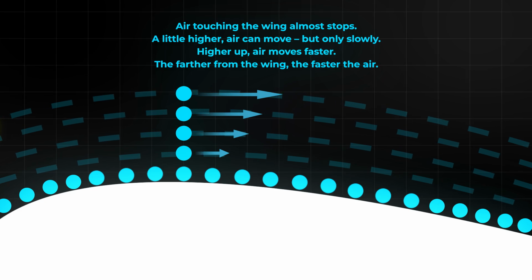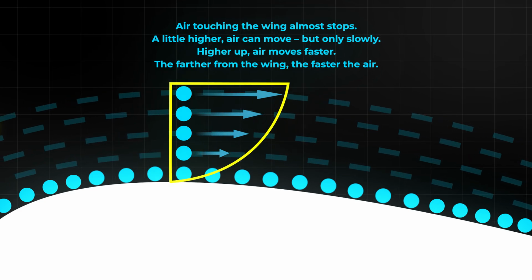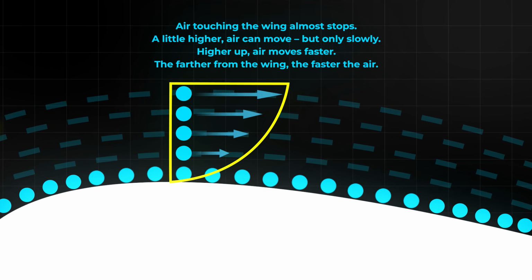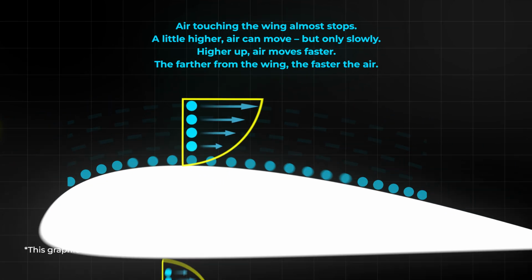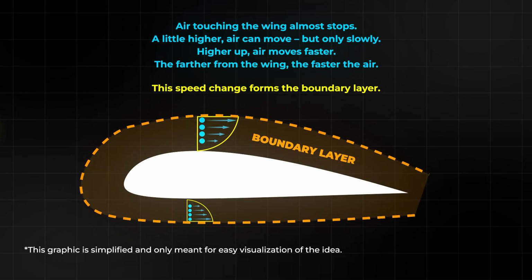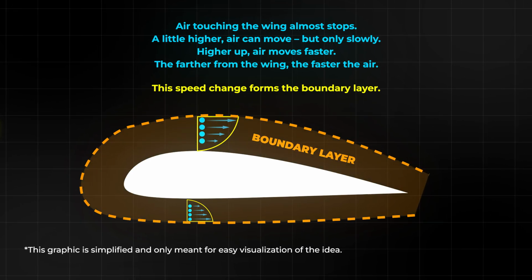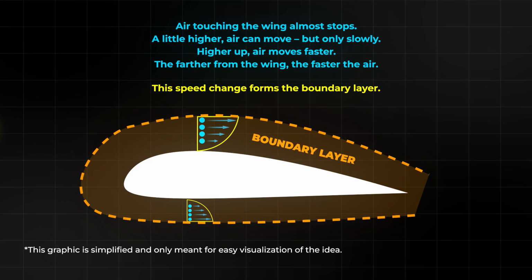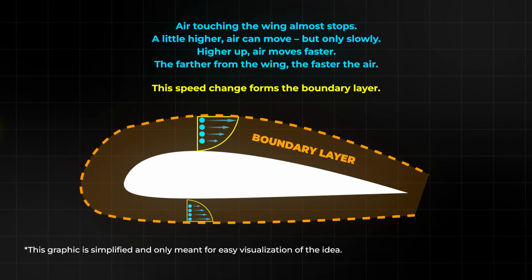So if you look from the wing outward, the airspeed is like a ramp. Zero at the surface, slow just above it, faster and faster the farther you go away. This whole thin zone where the speed changes from stop to fast is called the boundary layer. It's not thick, only a few inches, but it is extremely important because everything that happens on the wing depends on how this thin layer behaves.